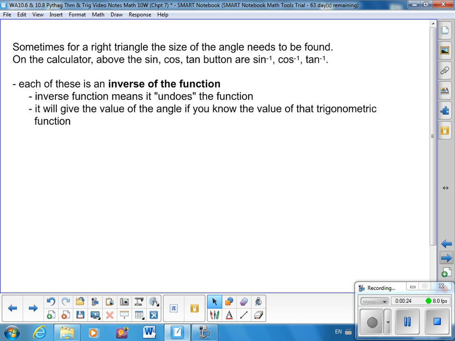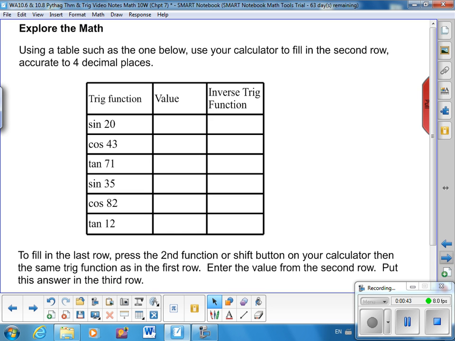Okay, so the sine button and the sine to the -1 button are opposites of each other. If you have the value of the ratio of the trig function, so you know what the decimal is, you can actually find out what the angle is. So we're going to practice this with your calculator and some examples.